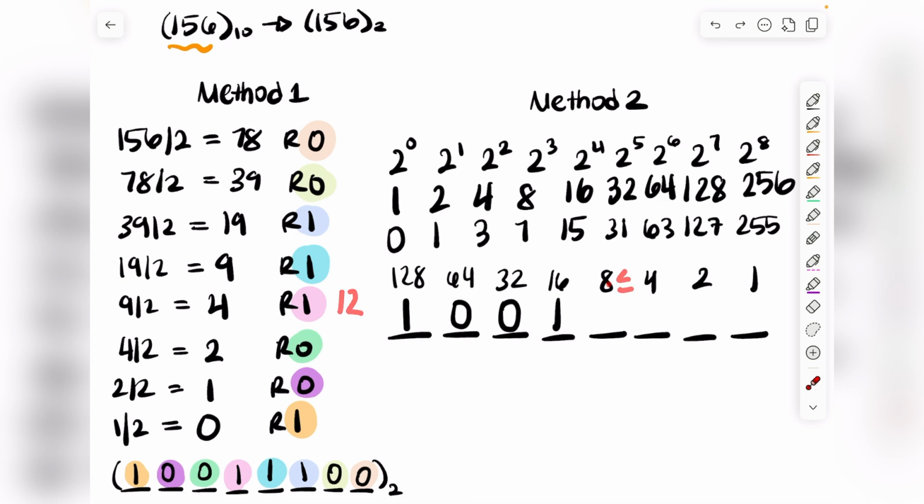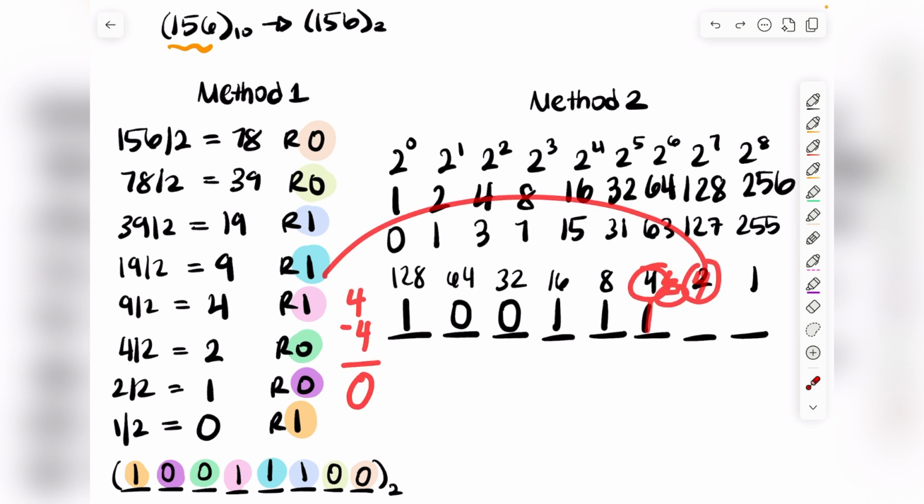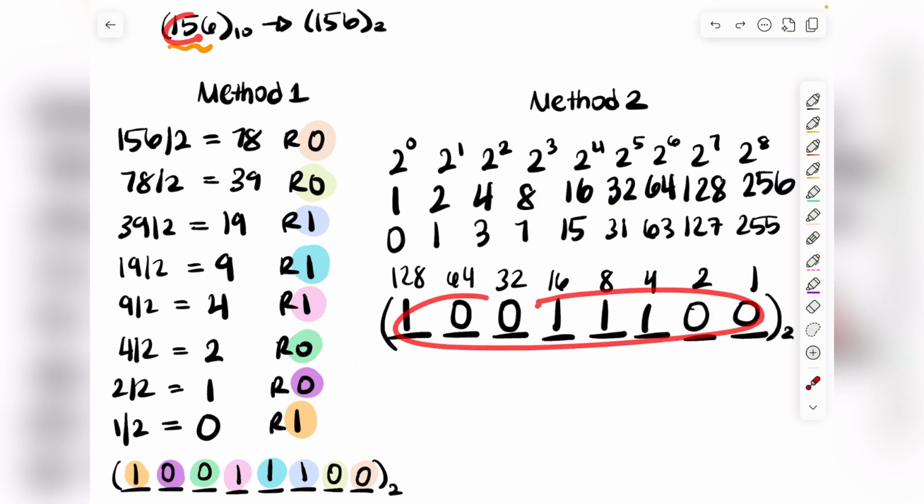Is 8 less than or equal to the result, 12? Yes. So 1 for yes, and then you subtract 8. That's going to give you 4. So your new result is 4. Is 4 less than or equal to the result? That's 4. Yes, it's equal to. So 1 for yes, and then you subtract 4, and you get 0. Once you get 0, you're done. Everything else after that is just 0. And this is 156 in base 2, in binary.